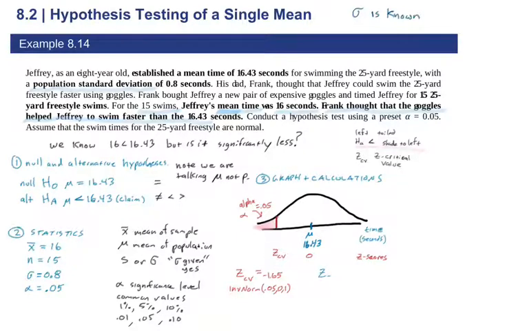So we want to calculate another z-score here, which is going to be the test statistic. This test statistic is going to be dependent on the sample. So the z-test statistic here. And if you recall the formula for a z-score, x bar minus mu divided by sigma over the square root of n. We're just going to go ahead and plug these values in. So 16 minus 16.43 all over 0.8 divided by the square root of 15. And if we calculate that, that z-test statistic is going to give you approximately negative 2.08 or so.